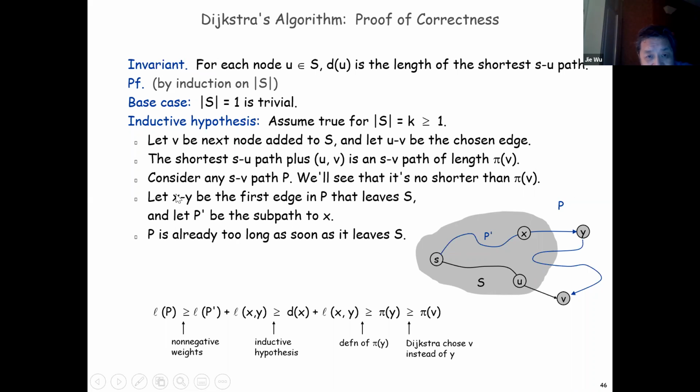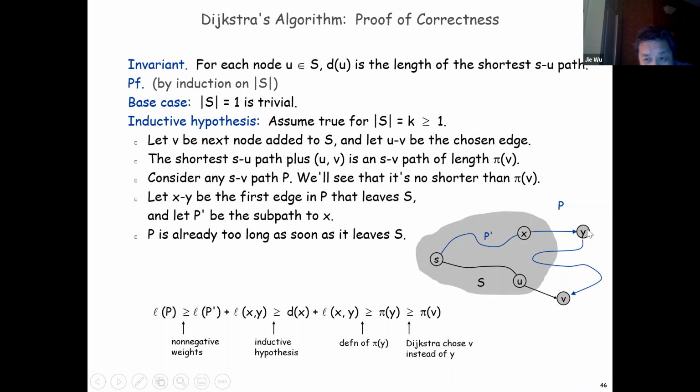Let X and Y be the first edge in P that leaves S, P outside, sorry. Leave S means it explores the set. And let P prime be the subpath to X. So this is the path to X. And P is already too long.